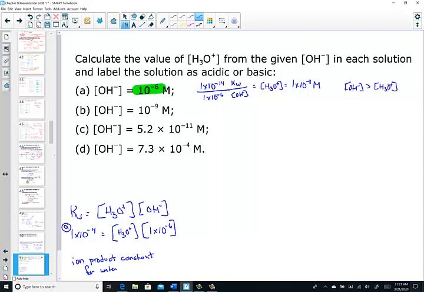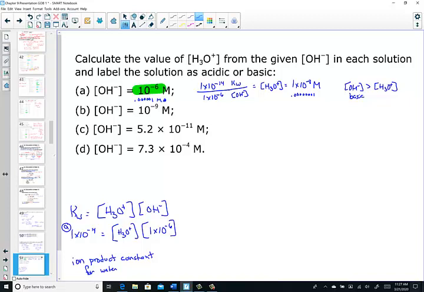Do you see that? This is like writing 1, 2, 3, 4, 5. 1, 2, 3, 4, 5. That's the concentration of hydroxide. 1, 2, 3, 4, 5, 6, 7. There's your concentration of hydronium. This is the larger number, so the solution is going to be basic.